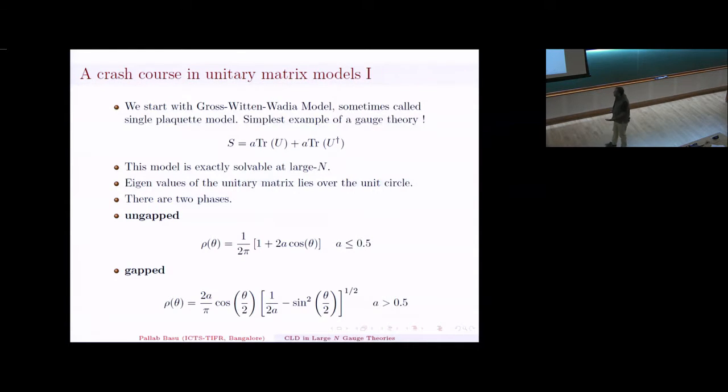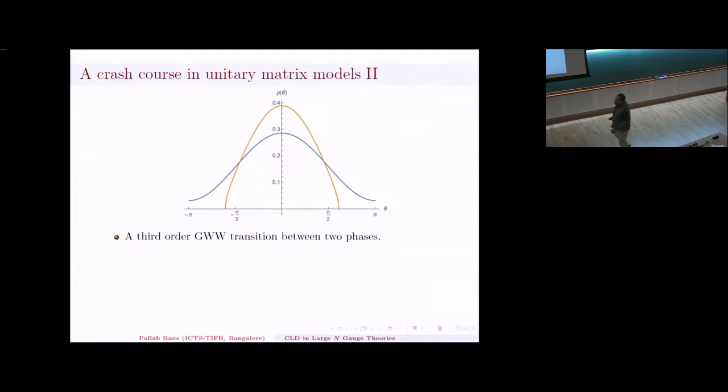And in large N, one can solve this model exactly, and one gets two phases. One is called the ungapped phase, and the other is the gapped phase. In the ungapped phase, the eigenvalue distribution is continuous over the unit circle. In the gapped phase, the eigenvalue distribution ceases to be continuous; a gap forms. So basically, it looks like this. This is the ungapped phase, and this is the gapped phase of the eigenvalue distribution.